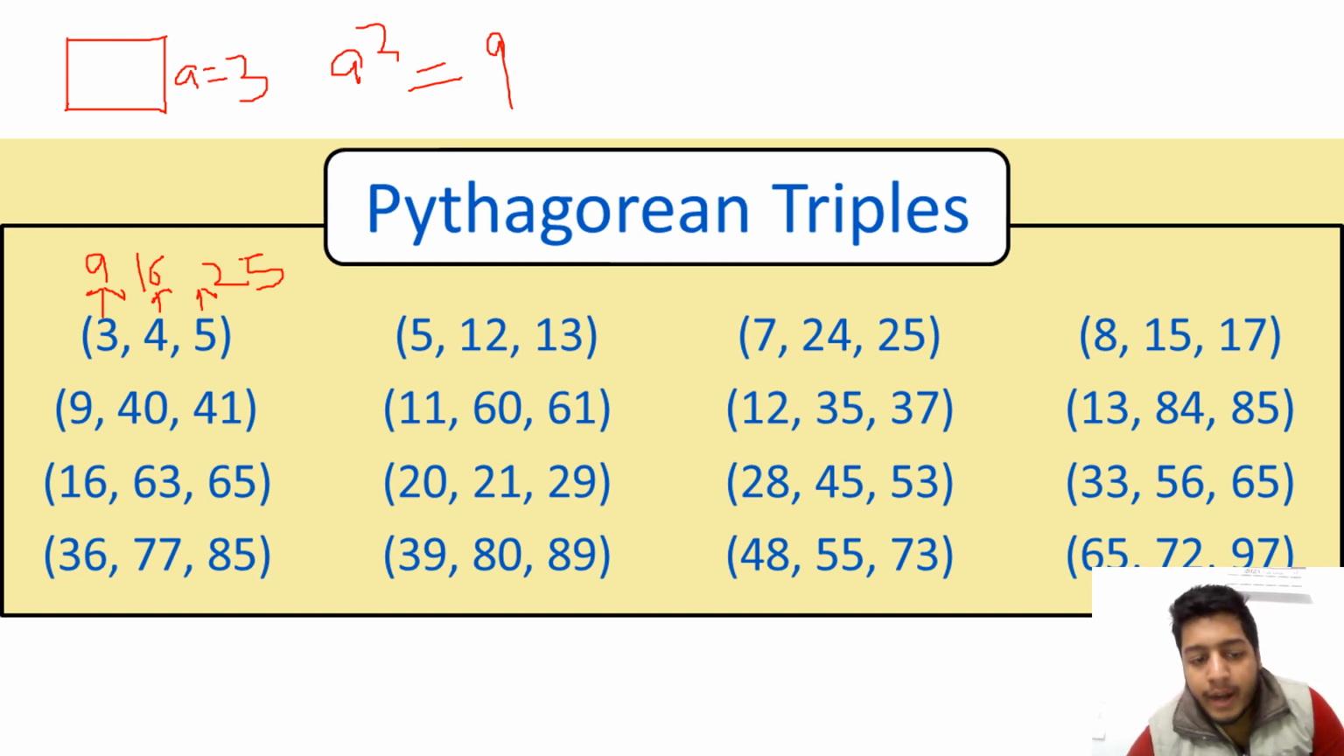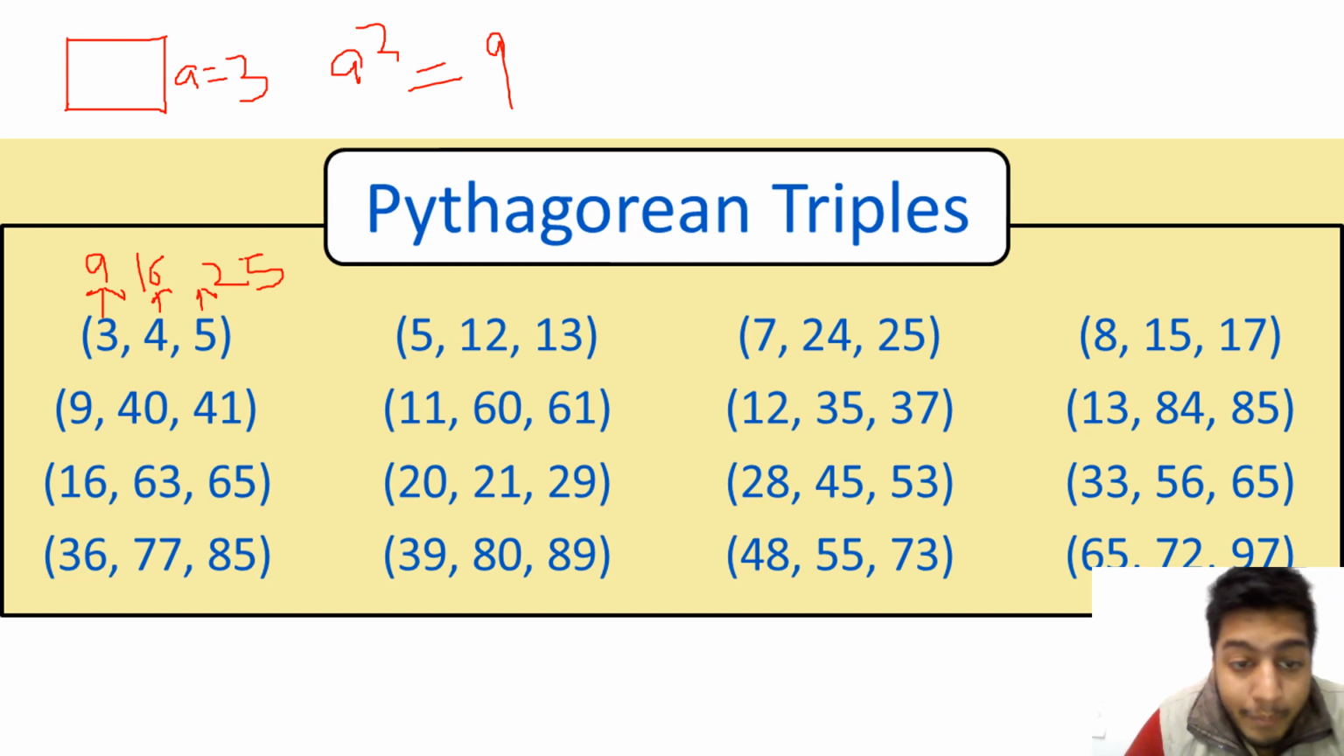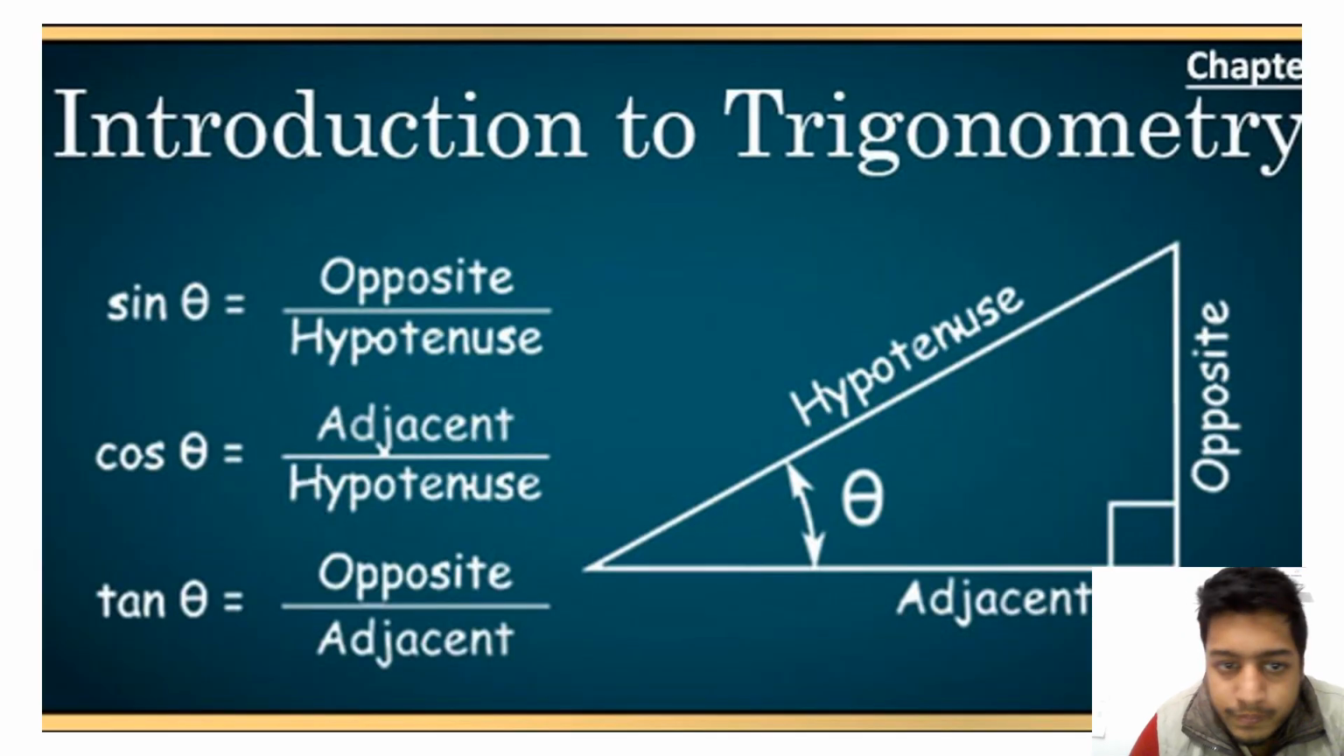You can learn them, and also you can try to remember them as they are important for further classes and for further use. Likewise, the square of 5 is 25 and that of 12 is 144. So 25 plus 144 is 169, which is the square of 13. Okay, so let's move forward.